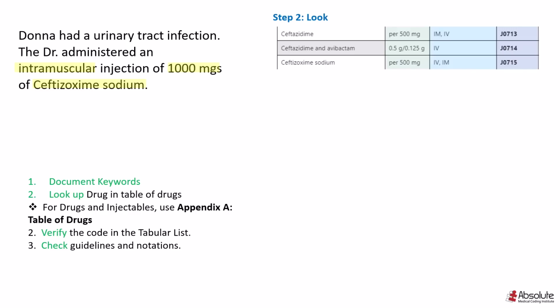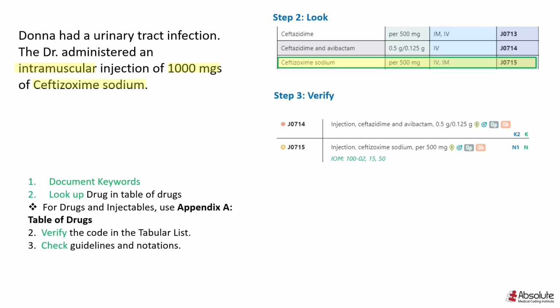Step 2, ceftriaxone sodium. There you go. And as you can see, the dosage that they have listed is per 500 milligrams, and it can be administered intravenous or intramuscular. And the code, J0715. Now, step 3. Let's go ahead and verify. J0715. This is the code for injection ceftriaxone sodium per 500 milligrams.